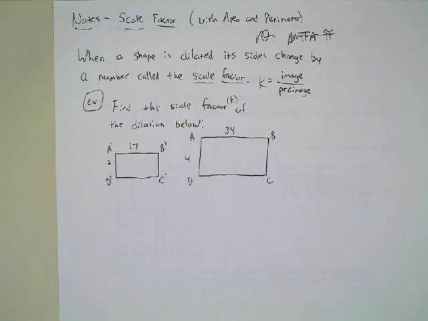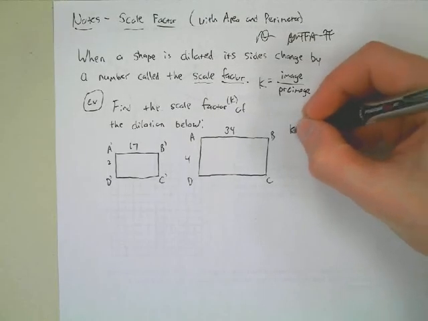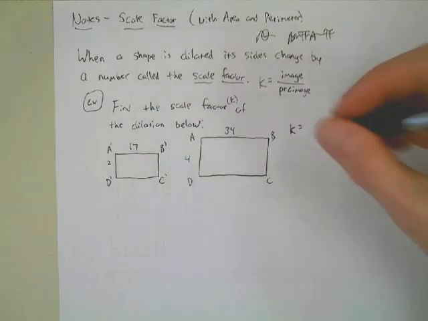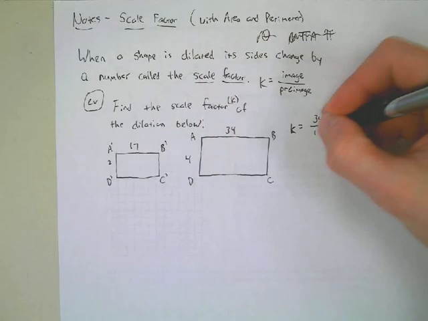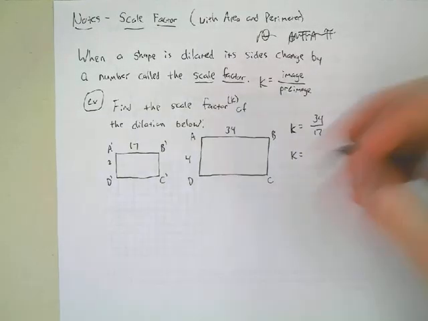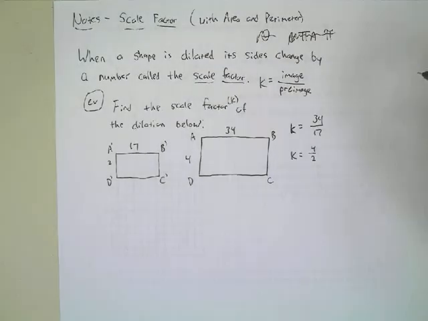So remember, scale factor is image over original. So Justin, what would be our ratio here that we want to set up to find that scale factor? What over what could we say? 34 over 17. There you go. Perfect. Justin, what's another way we could have found the scale factor here? 4 over 2. Yep, 4 over 2. Even if the image is larger than the pre-image, we're still doing image over pre-image. Yes, exactly right. Because that will indicate to us the type of dilation it is.